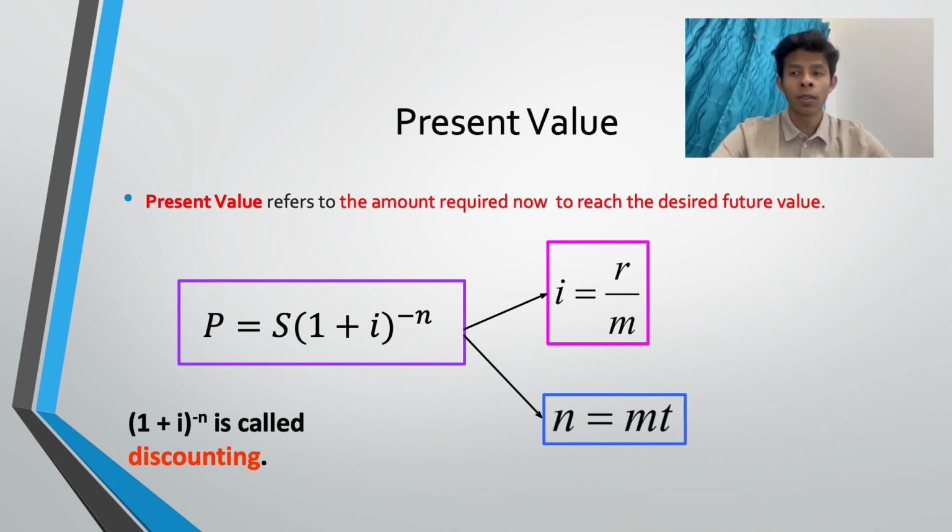Okay, today I would like to present about present value. What is present value? Present value refers to the amount required now to reach the desired future value. The formula for present value is P equal to S(1 + i)^(-n), i is equal to R over m, and n is equal to mt. (1 + i)^(-n) is called discounting.